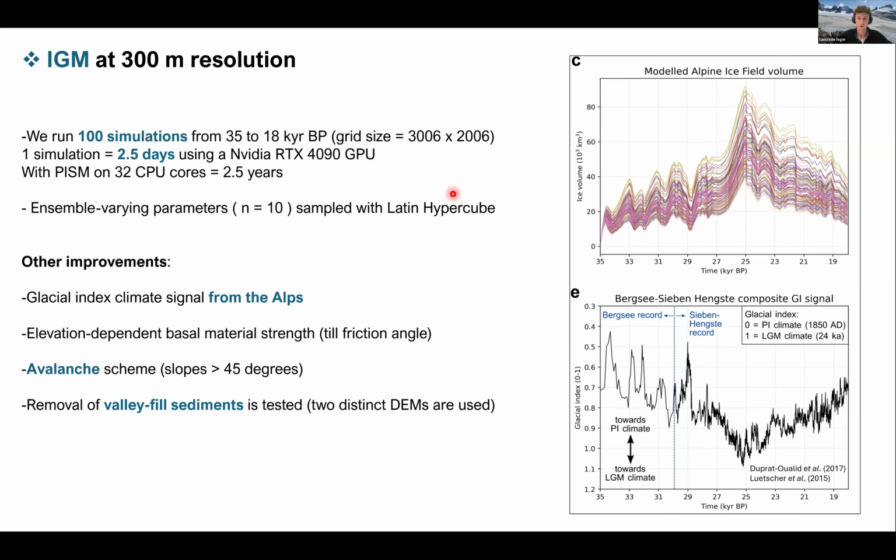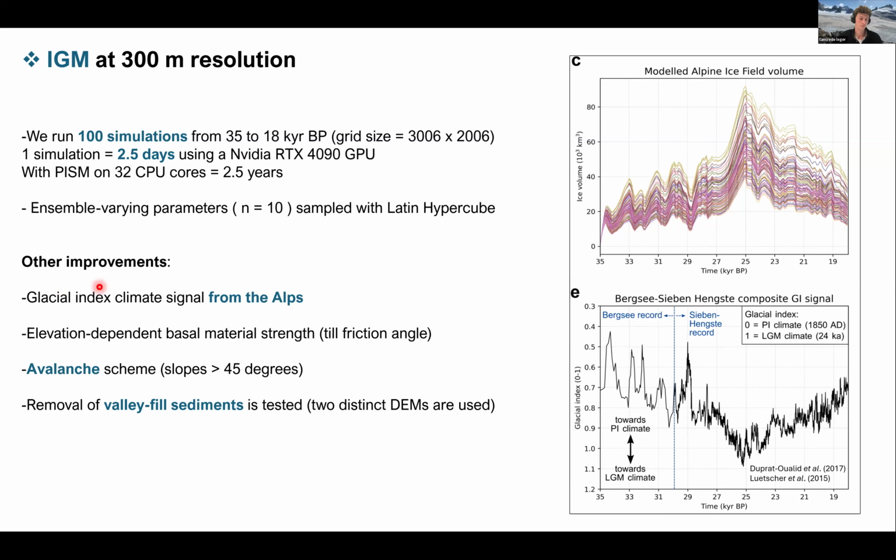Just for comparison purposes, if we were to try to model the entire Alps with PISM, which was used by the previous studies, at 300 meters, it would cost about 2.5 years of computation if you had 32 cores. With a very high performance computer, HPC, state of the art, it would still take you about 6 months based on our back of envelope calculations. And so here we can do it in 2.5 days, and we have multiple GPUs. So we end up running an ensemble in this study of 100 simulations at 300-meter resolution.